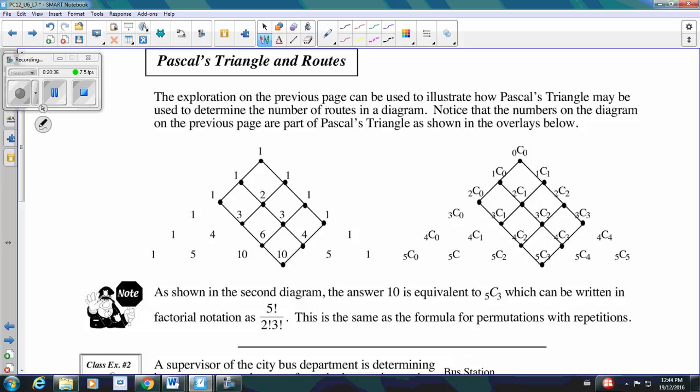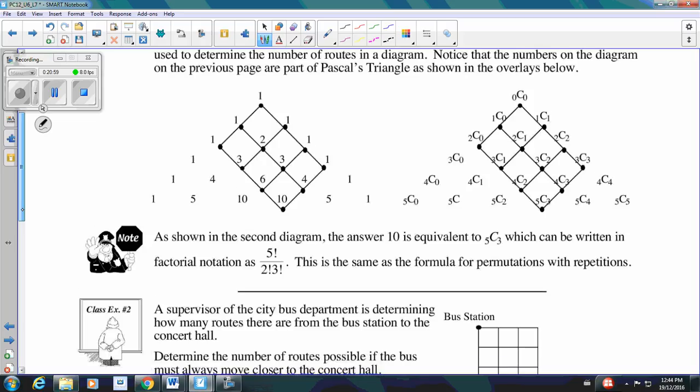The exploration on the previous page can be used to illustrate how Pascal's triangle may be used to determine the number of routes in a diagram. Notice the numbers on the diagram on the previous page are part of Pascal's triangle as shown in the overlays below. Now we just laid it over top. As shown in the second diagram, the answer 10 is equivalent to 5 choose 3, which does equal 10.